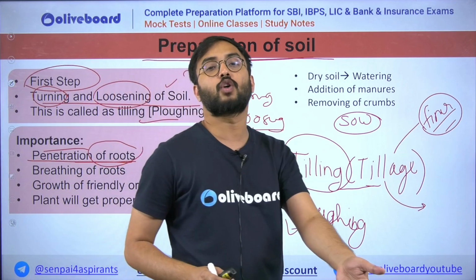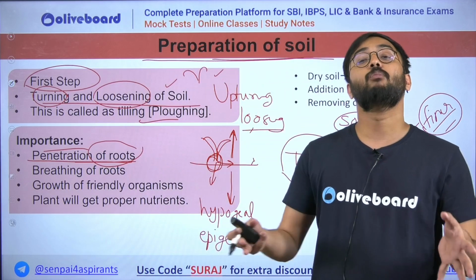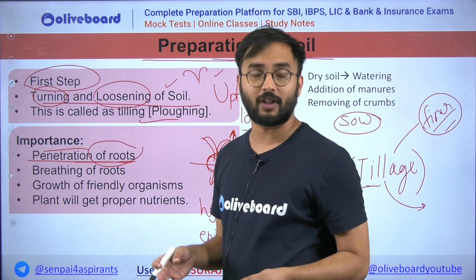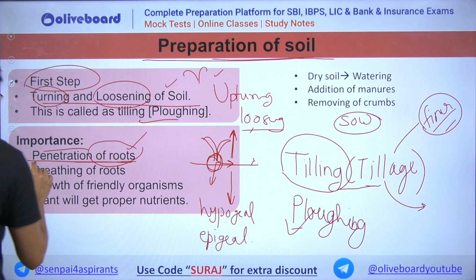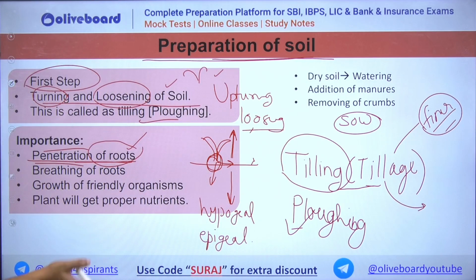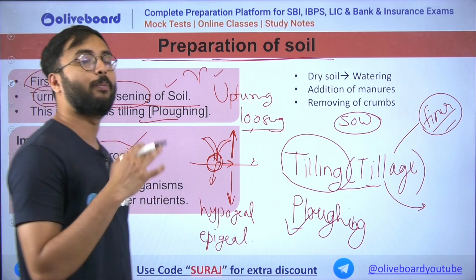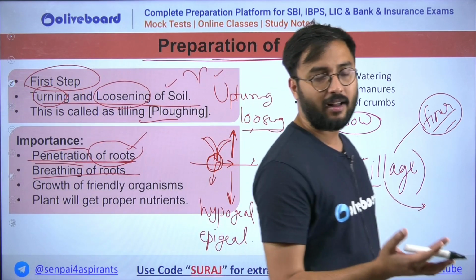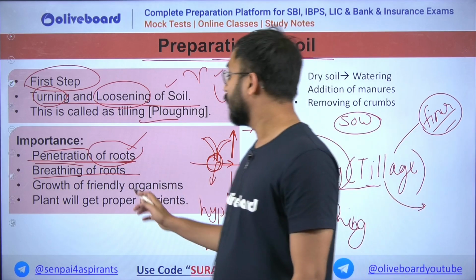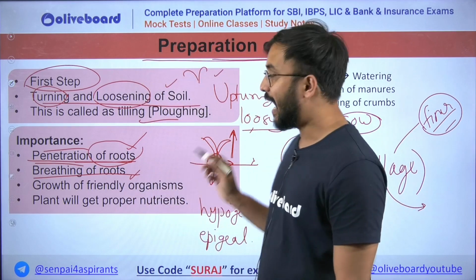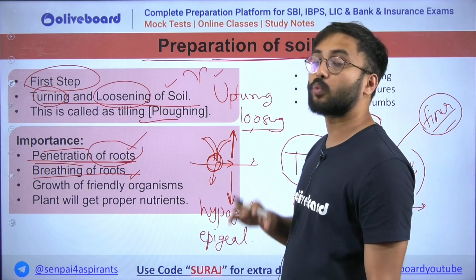More penetration of the roots into the deeper layer of the soil means more absorption of nutrition and water for that particular crop. So penetration of root is very, very important and dependent on preparation of soil. Then breathing of the roots, as I told you, roots also breathe. They breathe air and they also absorb the water. So the soil should have good proper texture as well as water availability.